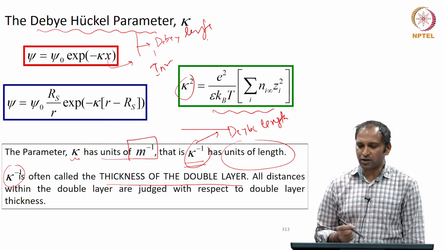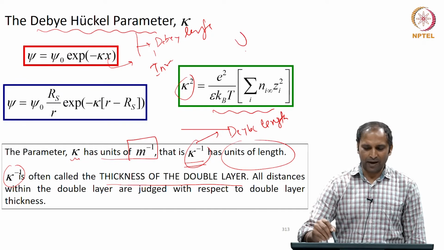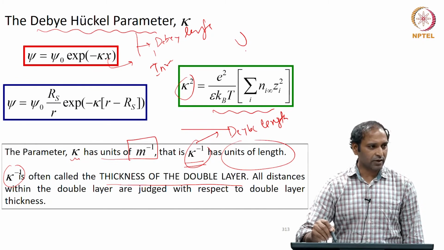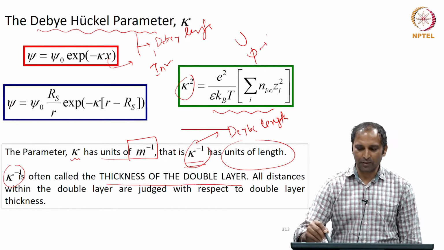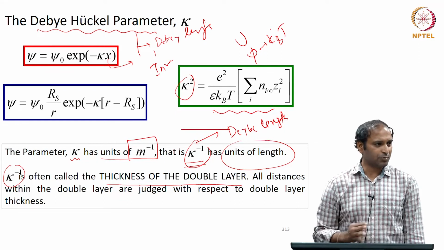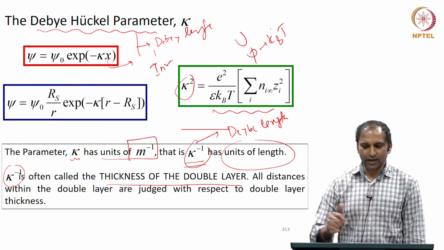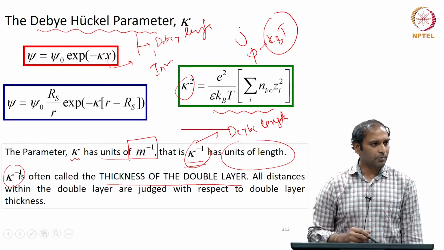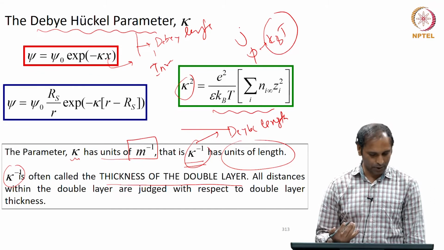Like we mentioned, we always compare the interaction potential, u or phi, with respect to kBT. Whenever you do any interaction potential calculation, it is always a good idea to scale your interactions with the thermal energy, because that will give you a magnitude which you can easily connect to.